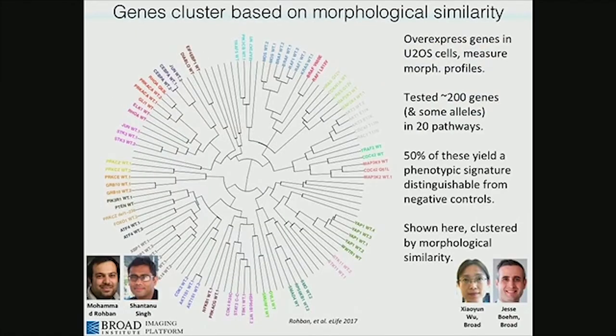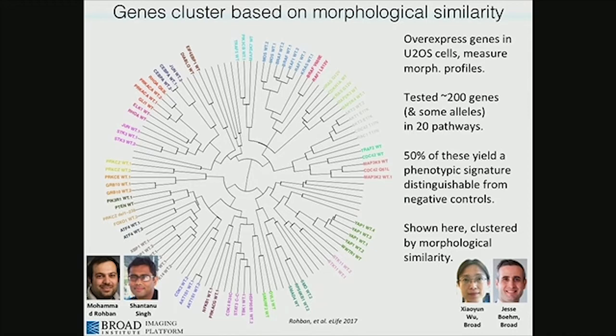So in this project, we were overexpressing genes in U2OS cells, and following the same procedure, we overexpress the gene, we stain it with a cell painting assay, and then we look at how similar the profiles look. We tested a couple of hundred genes that spanned a lot of diverse pathways. Our goal was to test out the phenotypic space here, and we were really pleased with the results.